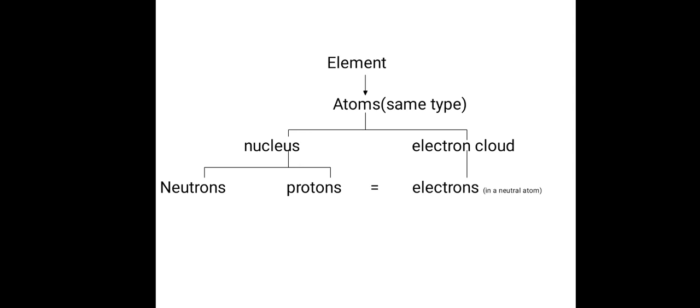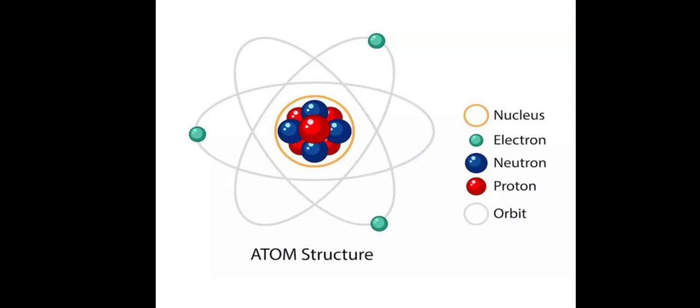An atom has two components. One is called the nucleus, the other is called the electron cloud. A neutral atom is one in which the number of protons is always equal to the number of electrons. Now we will see how the atom is neutralized. This is the structure, and in it you can see a central ring of nucleus, green balls of electrons, blue and red balls of neutrons and protons, and gray rings representing the orbits.